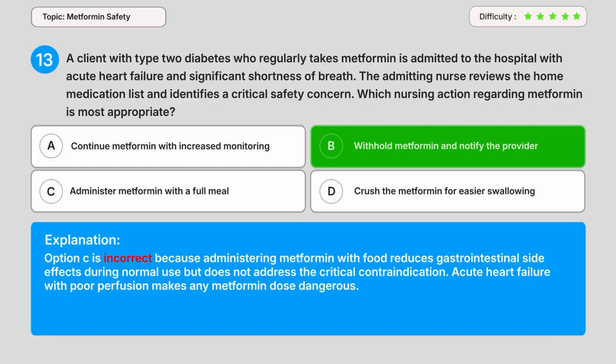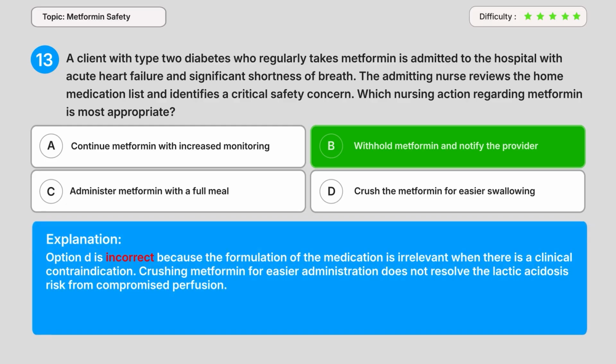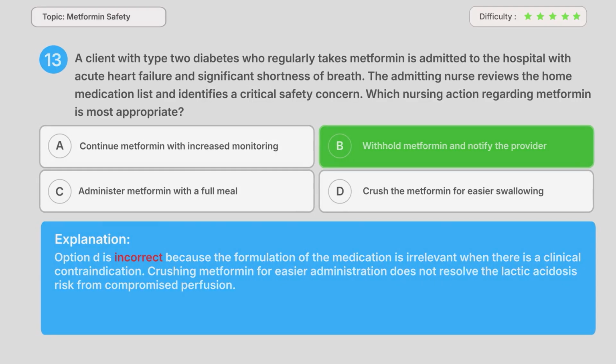Acute heart failure with poor perfusion makes any metformin dose dangerous. Option D is incorrect because the formulation of the medication is irrelevant when there is a clinical contraindication. Crushing metformin for easier administration does not resolve the lactic acidosis risk from compromised perfusion.